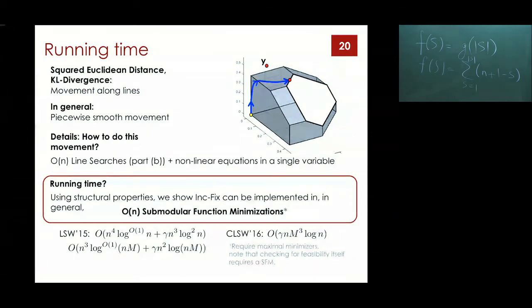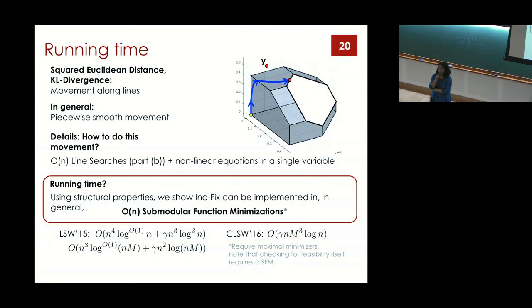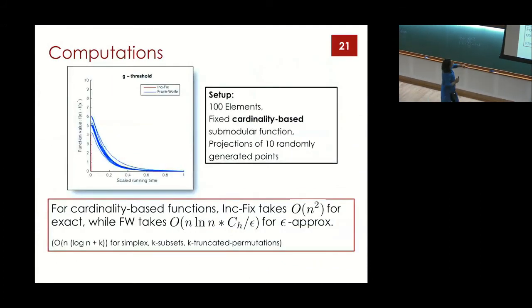Gamma is evaluation oracle time. So for these cardinality-based functions, we can show that IncFix takes order n squared time, and sometimes even faster. If the submodular function takes very few values, then it's even n log n plus k, where k is the number of function values.